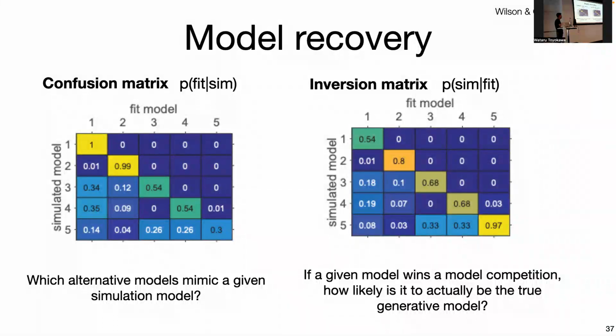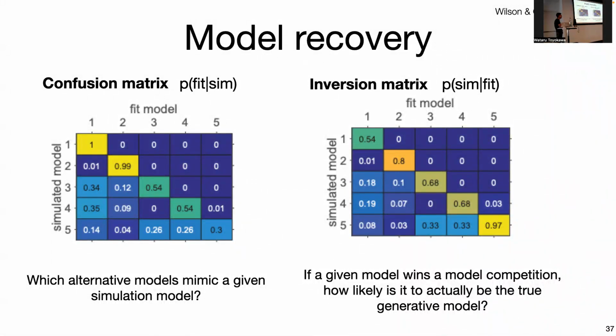So what we want to see is these nice clean diagonals, but we also get some cases here, for instance, when model 3 simulated data, actually 1/3 of the time, model 1 provided the best fit, right? And we see these patterns here. So what this matrix tells us is which alternative models mimic a given simulation model. Here what we're seeing is that model 3 and model 4 can be quite easily mimicked by model 1.